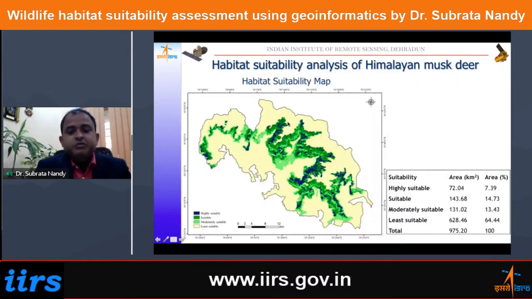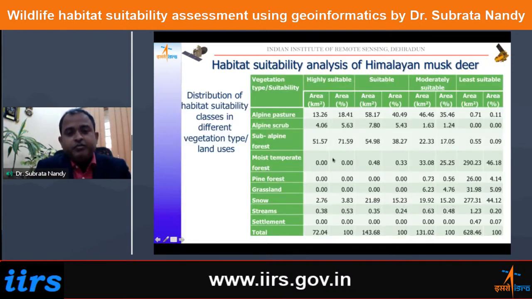So we could validate this model also, and high accuracy was observed in this case. This is how we can get a conclusion. Suppose in moist temperate forest, the highly suitable area is 0. So they are not found in the moist temperate forest. They are found in the subalpine. This kind of analysis will show you which forest type they are generally found in, and you can verify it from your field knowledge.